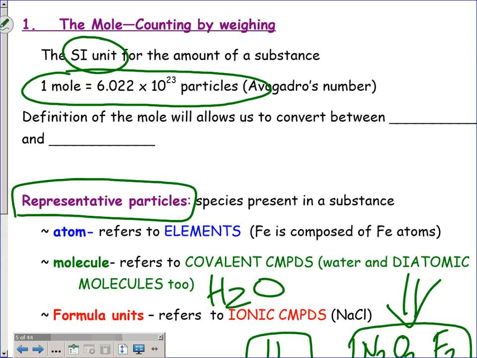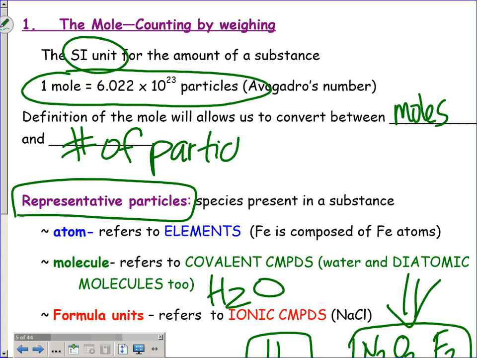So the conversion between moles and something else. What are we relating the mole to in this first example? Not mass yet. Okay, formula units, so that's just one example of it. Representative particles, okay? So the definition of the mole always allows us to convert between moles and number of particles.